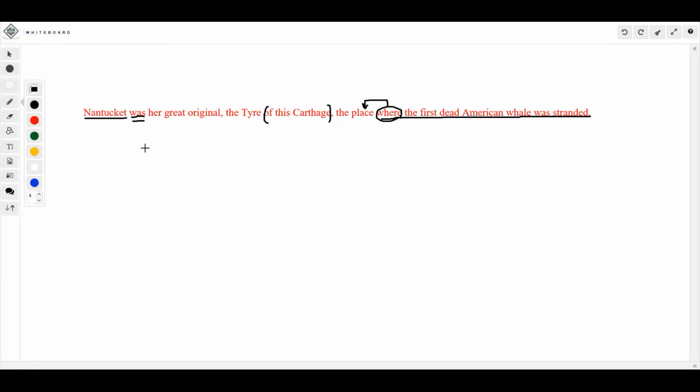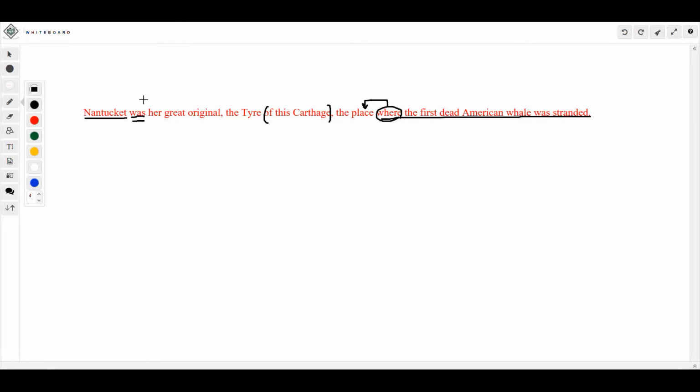Okay, so since we have a linking verb, we need to look for a PA or PN. Okay, so Nantucket was original, tire, and place. Okay, these tell what they are.